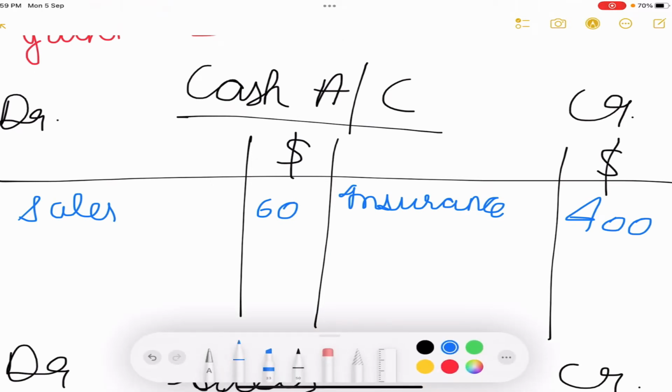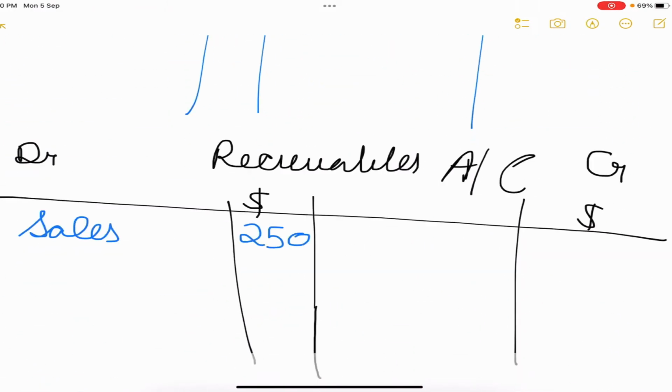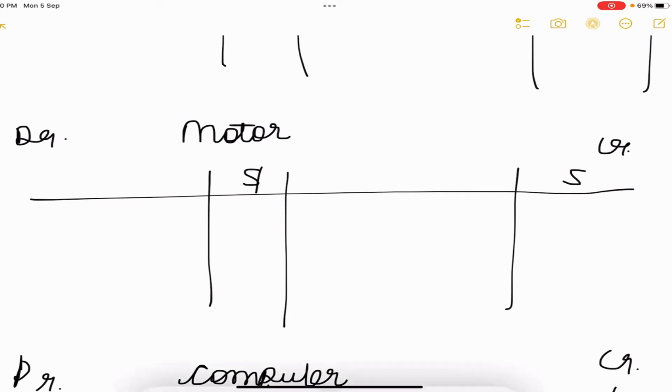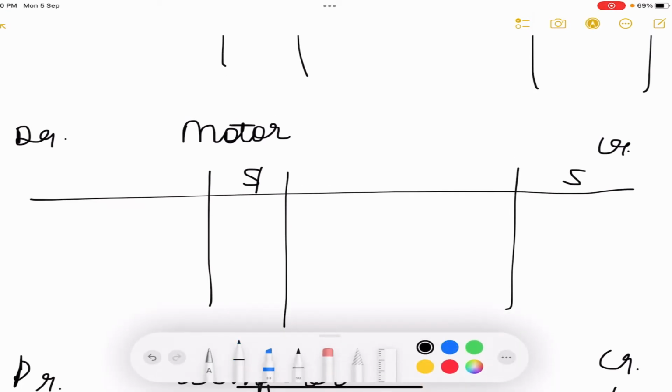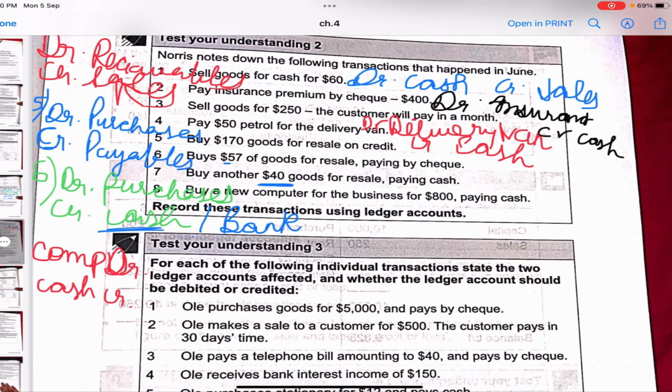So here we'll be writing motor expenses, and what was the amount? It is 50. And the opposite entry, the double entry, takes place in motor expenses. And here what will be the answer? In motor expenses we are paying off by bank or whatever by 50, right? Now let's go to the next question.